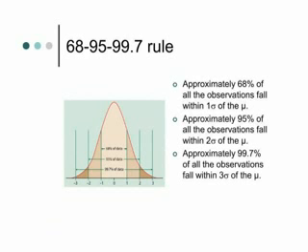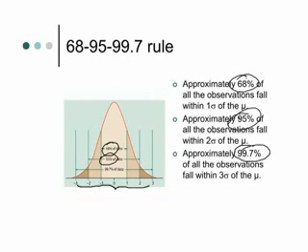One of the convenient aspects of the normal distribution is that the areas under the curve, regardless of the mean and standard deviation, are the same. Approximately 68% of all observations fall within plus or minus 1 standard deviation of the mean, and then approximately 95% fall within plus or minus 2 standard deviations of the mean, and 99.7% of all observations fall within plus or minus 3 standard deviations of the mean.